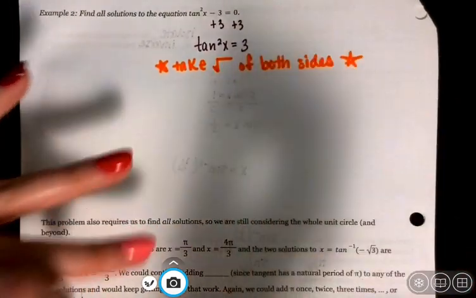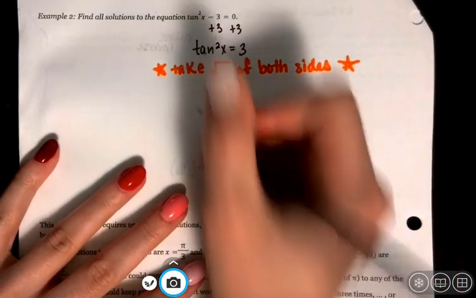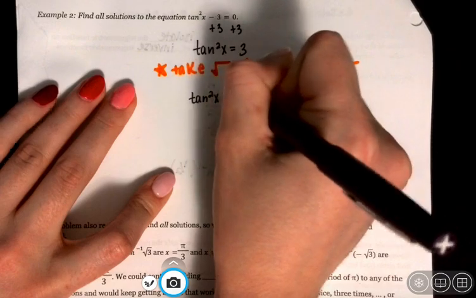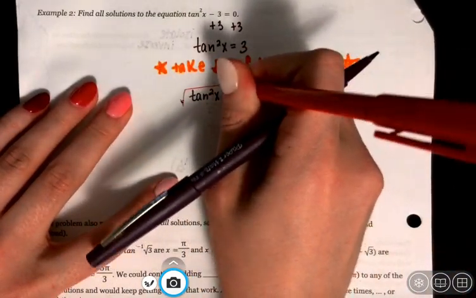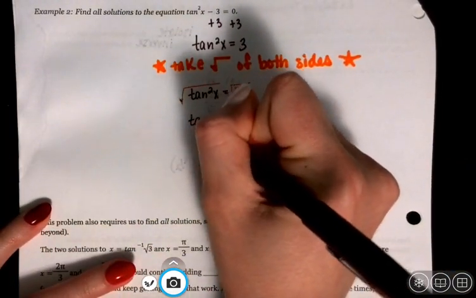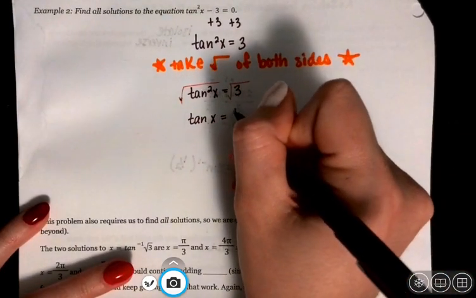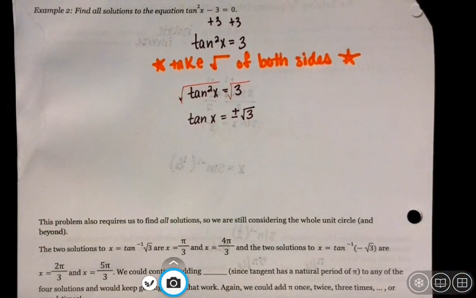We're going to take the square root of both sides. So when I take the square root of the left, I'm actually just going to rewrite it. When I do the square root of tangent squared, I'm left with tangent. When I do the square root of 3, I actually get positive or negative square root of 3, because I can have a positive answer or a negative answer anytime I do the square root.